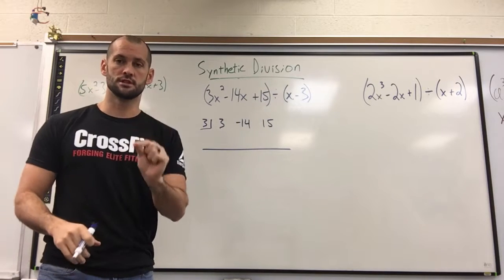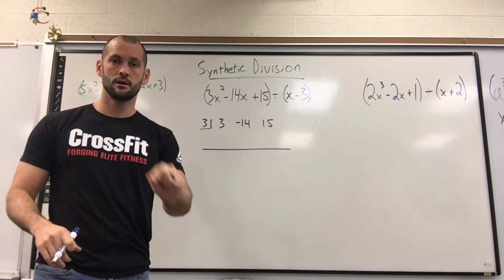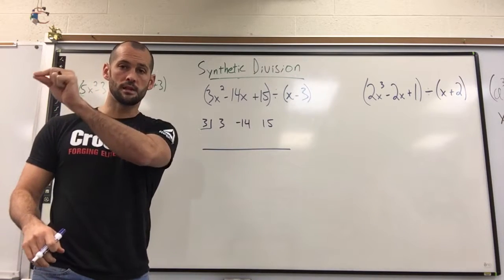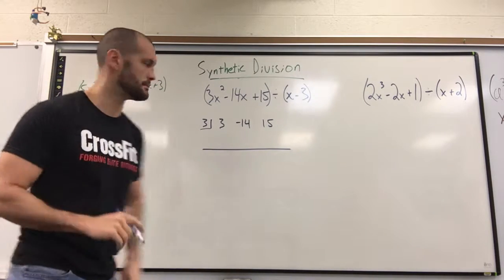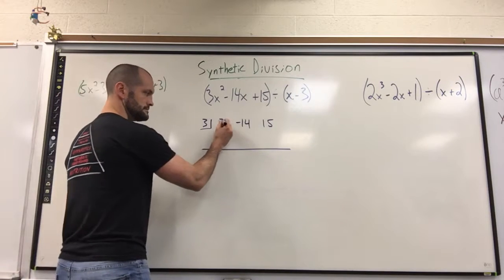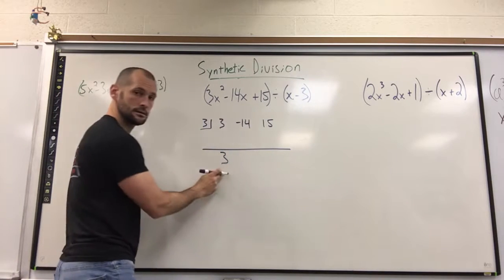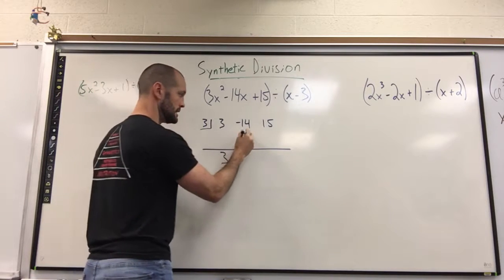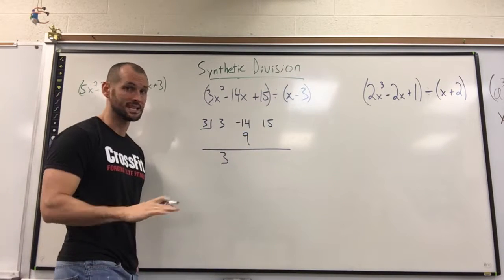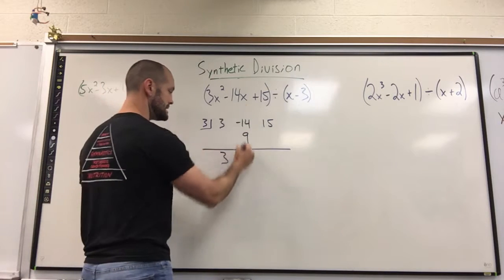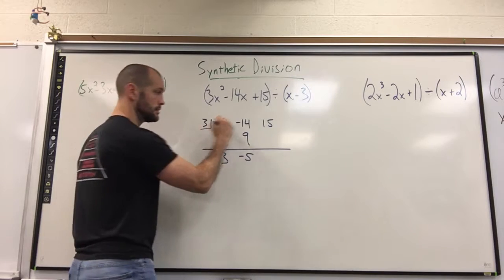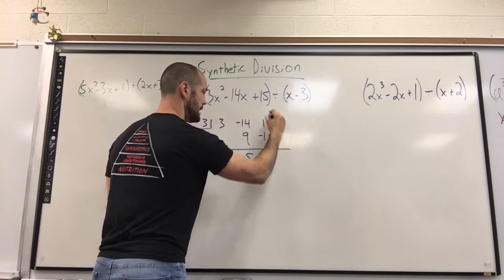Now, remember this pattern. Add down, multiply, replace. Here's what that means. Your first coefficient, add down. Multiply, we'll get 9, replace. It's that simple over and over. Add down, multiply, replace. Add down.